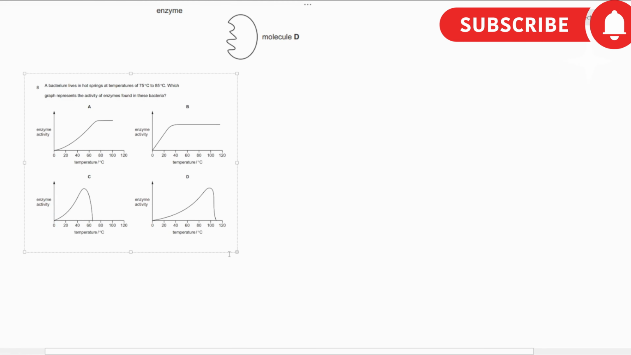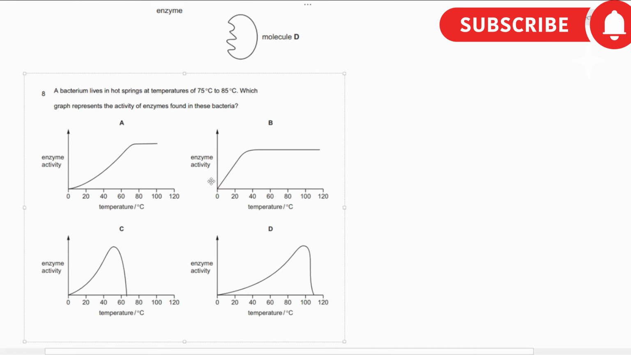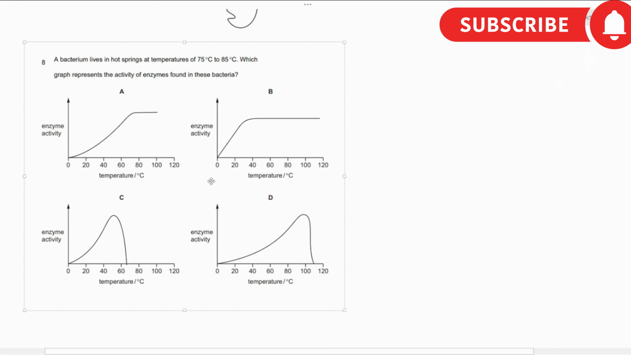Okay. The question is: a bacterium lives in a hot spring. Now, the optimum temperature is 85. No, the activity is maximum at optimum temperature. Exactly. Okay, which graph represents that enzyme? D. Okay, D.